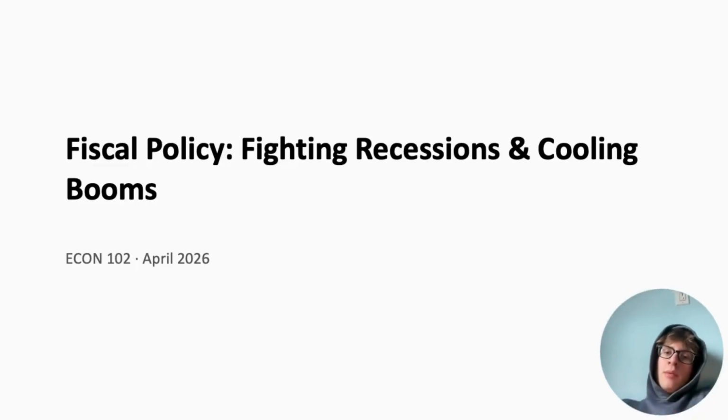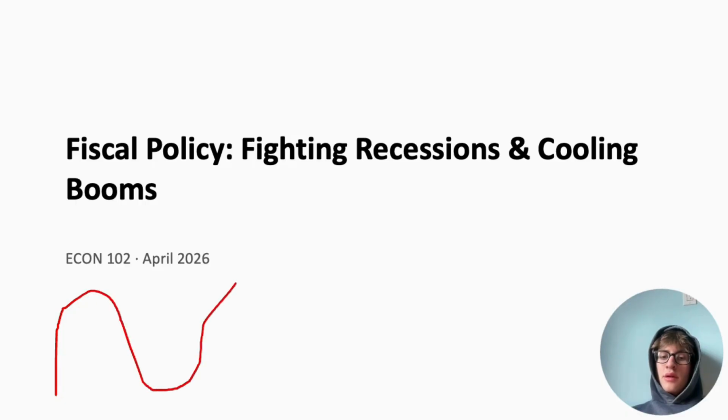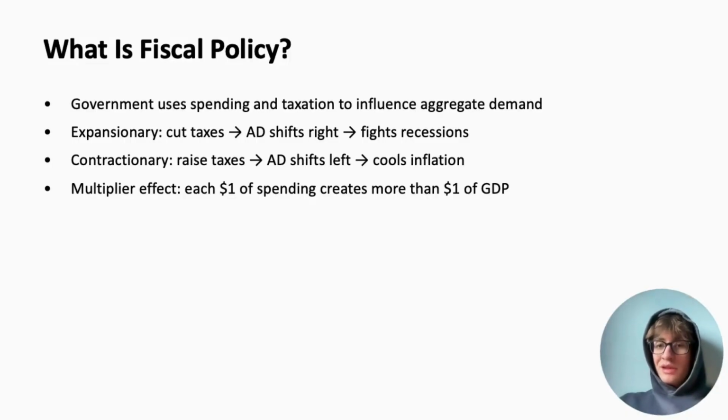Hey guys, today we'll be talking about fiscal policy, and essentially this is how governments use spending and taxes to stabilize the economy. So instead of having large booms and huge recessions, we kind of want a steady, consistent GDP increase over time. So what do they do to do this?